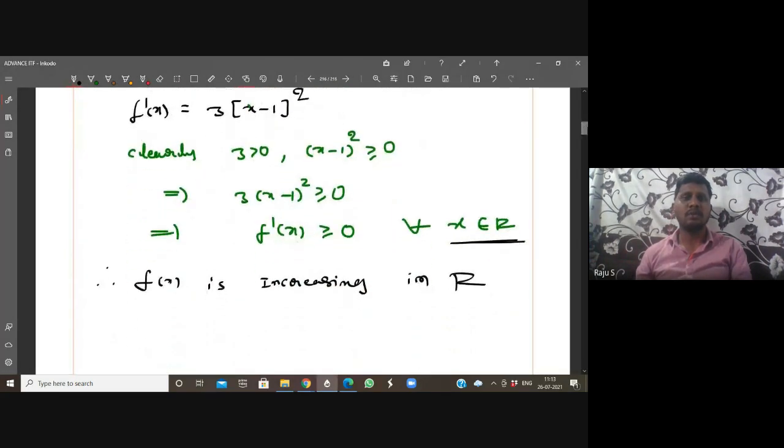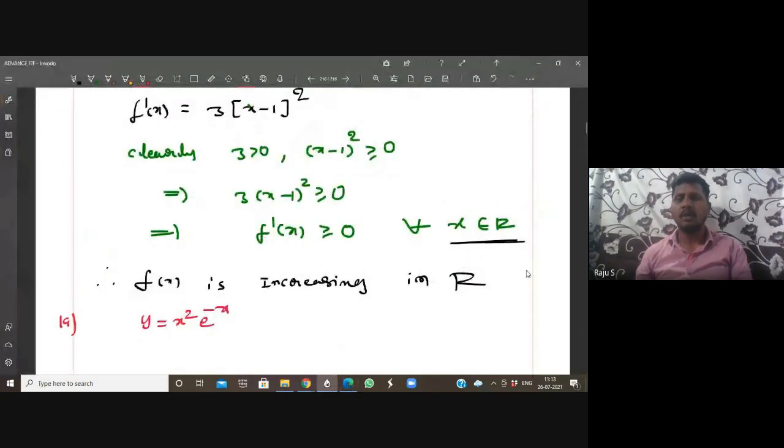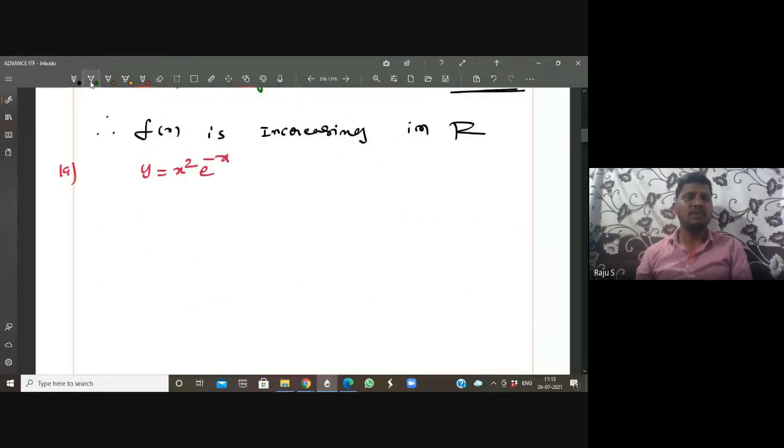I think question number 18 is very clear, right? Question number 19, the last question. They have given y is equal to x square into e to the power of minus x. Then what shall we do here? Differentiate: dy by dx, using the uv rule. So what is u and what is v here? u is x square, v is e power minus x.